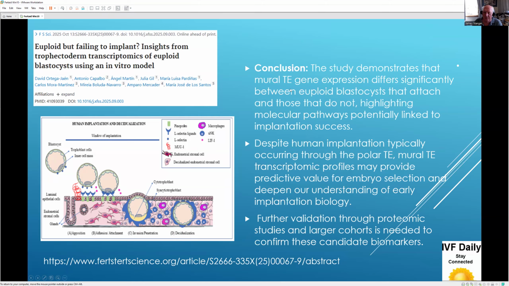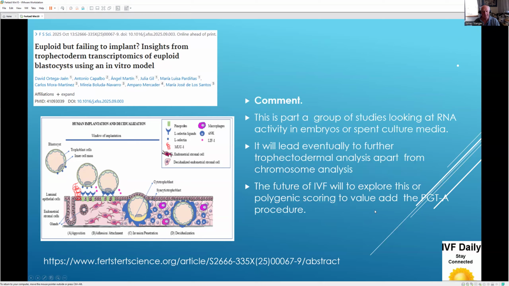The study demonstrated that mural trophectodermal gene expression differed significantly between euploid blastocysts that attached and those that did not attach, highlighting molecular pathways potentially linked to implantation success. And the authors make a note that despite human implantation typically occurring through the polar trophectoderm, biopsying the mural trophectoderm transcriptomic profiles may provide predictive value for embryo selection and deepen our understanding of early implantation biology. They need to get further validation.